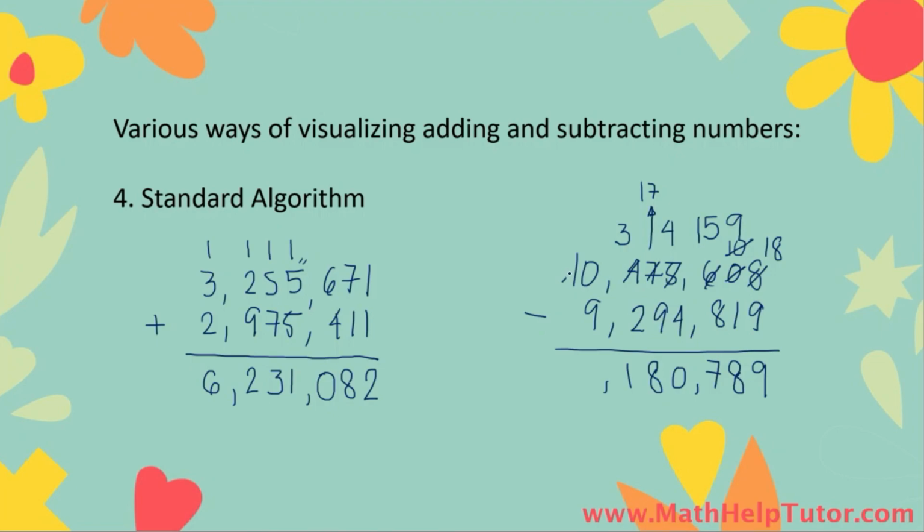So we borrow from this 1, which becomes 0. And then we add it to this digit, which becomes 10. 10 minus 9 now becomes 1. And there we have it. Our final answer is 1,180,789. See how quick and easy it is? Now you can add or subtract large numbers without taking too long.